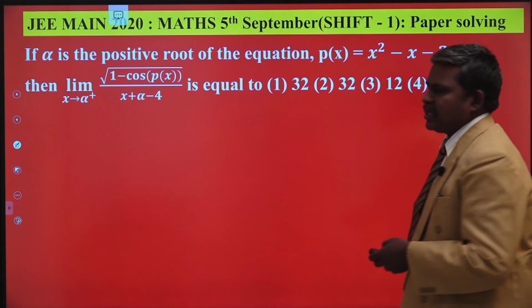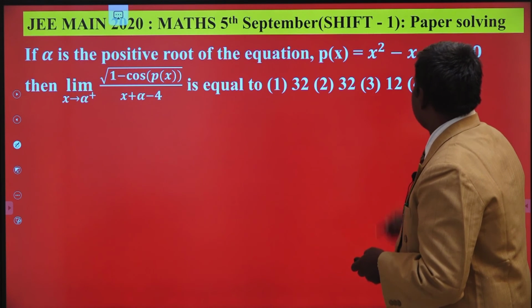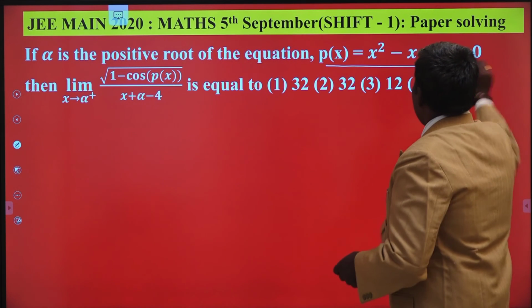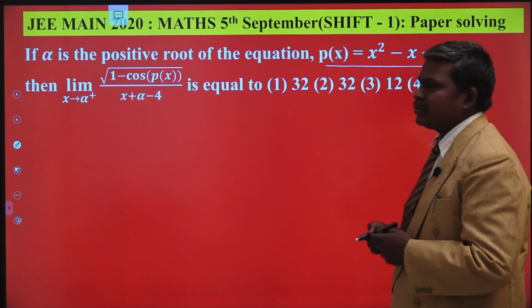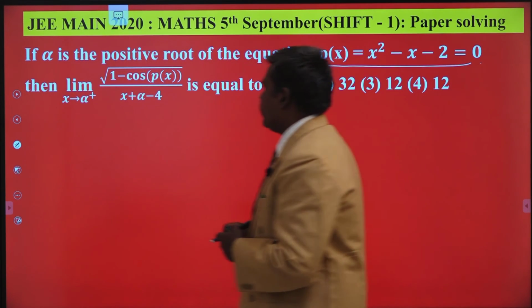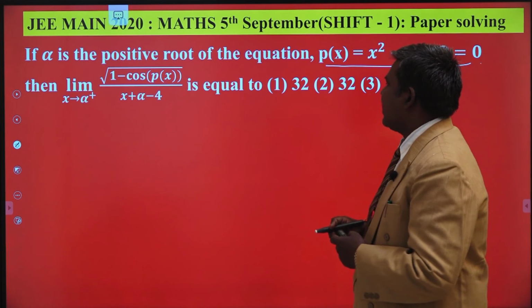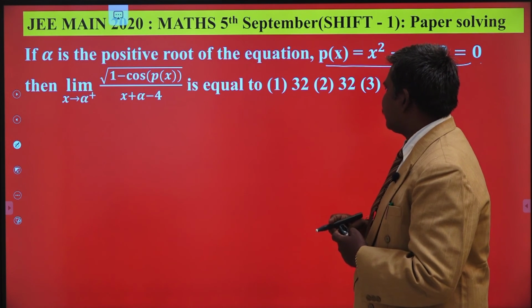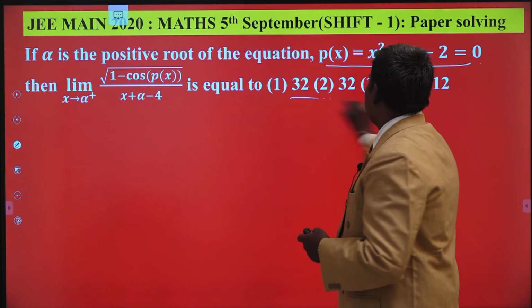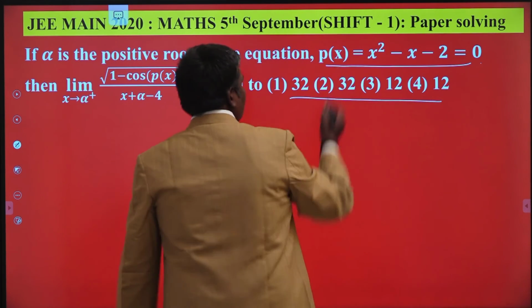See, this is a question related to limits. Alpha is the positive root of the equation where P of x is equal to x square minus x minus 2 equal to 0. Then we have to find the value of limit x tends to alpha plus root of 1 minus cos of P x, whole divided by x plus alpha minus 4, is equal to what? This is the question. What is alpha? Alpha is the positive root of this equation.